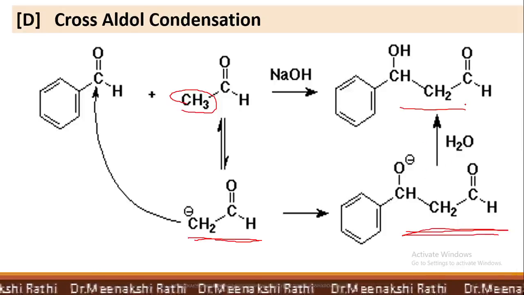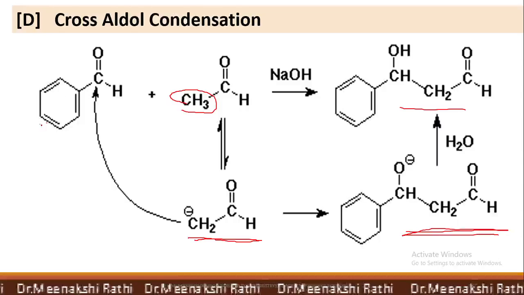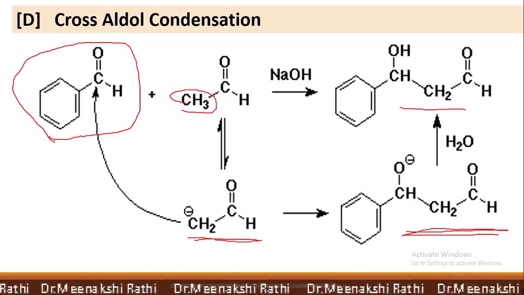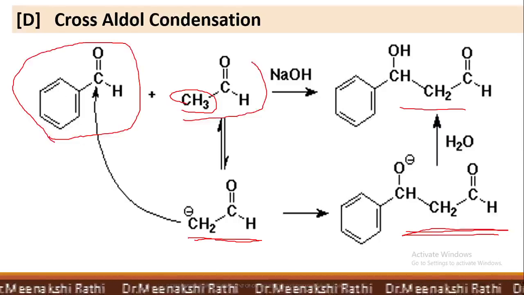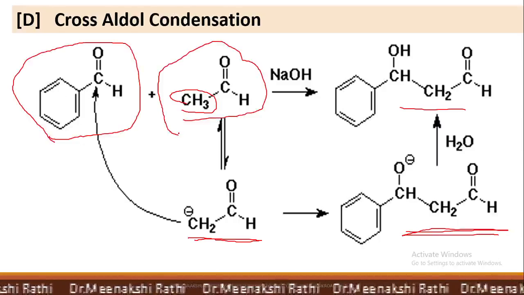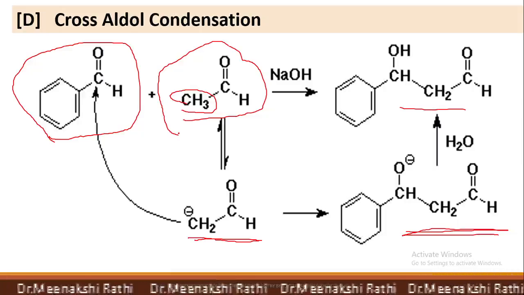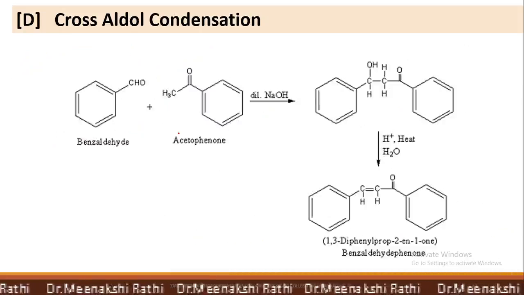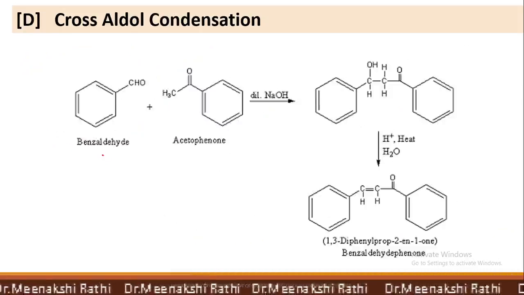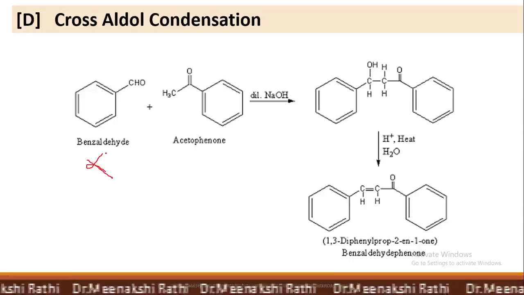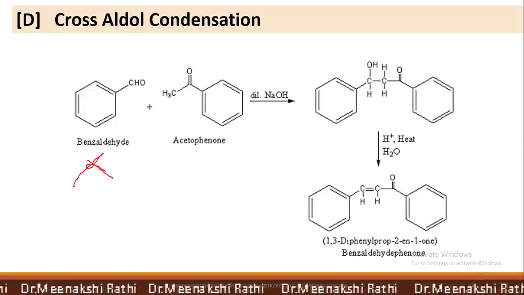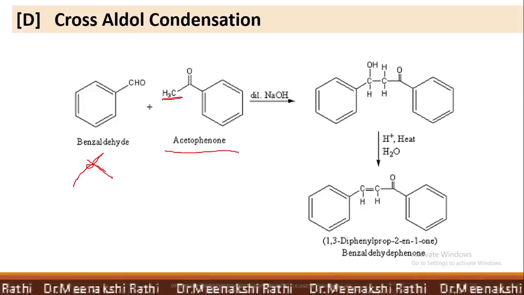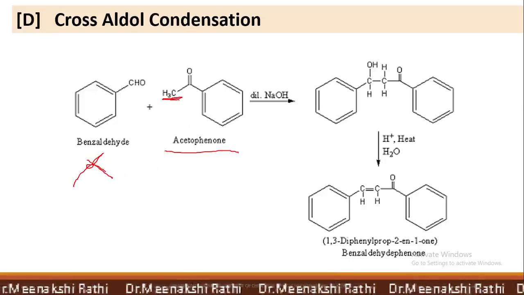So, to get a good yield, one thing we need to remember is that in cross aldol condensation, one molecule should not undergo aldol condensation and only one molecule should undergo aldol condensation. Then we can get a good product. So, another example is benzaldehyde and acetophenone. Here, benzaldehyde cannot undergo aldol condensation as it doesn't have an alpha hydrogen atom. But acetophenone has an alpha carbon as well as alpha hydrogen atoms.